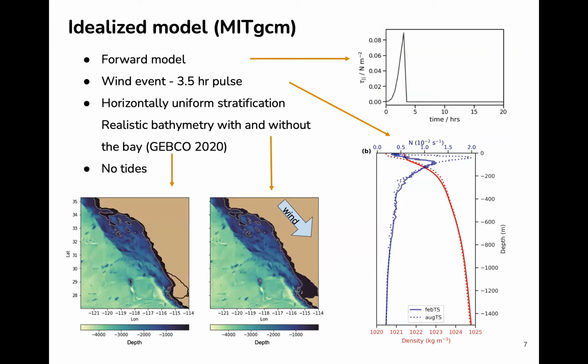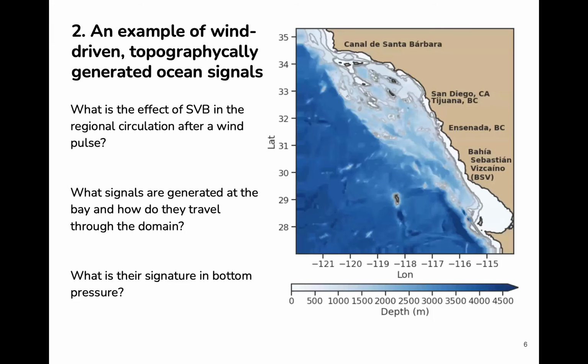Okay, so to do this, we set up a very idealized MITgcm model. This is not an adjoint model. This is a forward regular model that solves the Navier-Stokes equations. First of all, this is the domain. Maybe I should go back. Sorry, this is our whole domain. There are open boundaries here, and the model starts from rest.